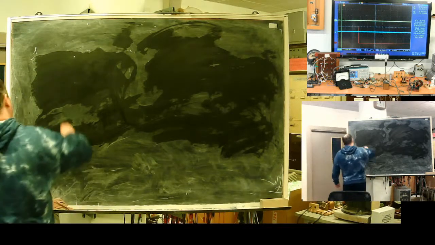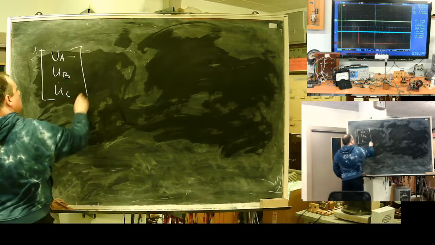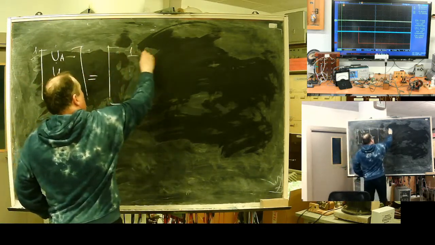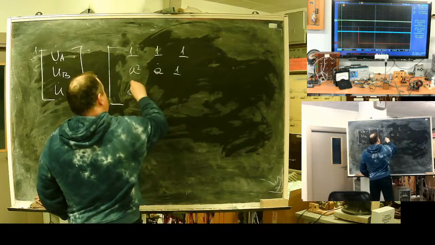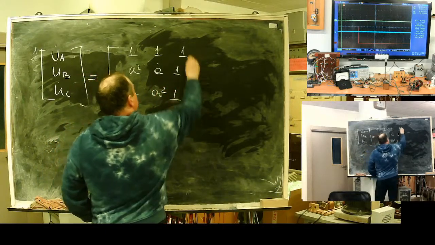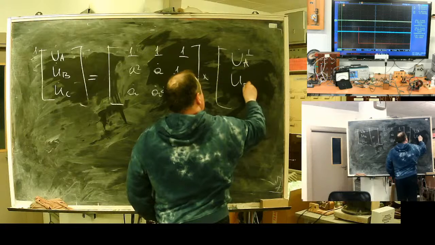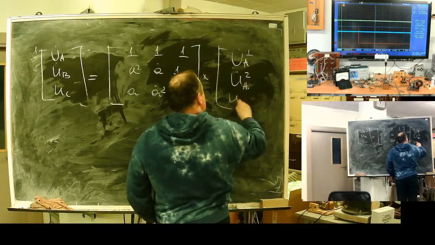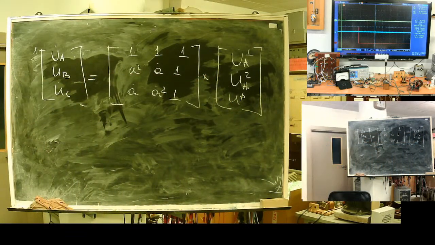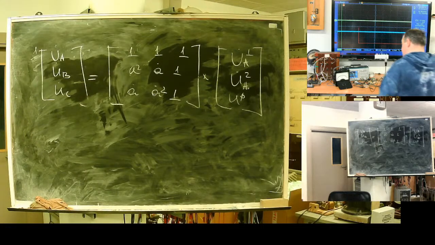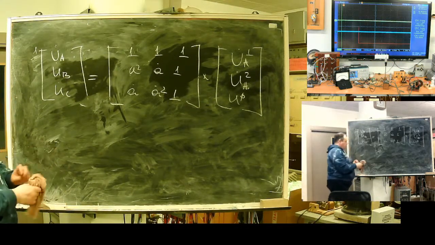Okay, inverse transform. A, B, C is the matrix 1, 1, 1; a square, a, 1; a, a square, 1, multiplied by direct sequence, reverse sequence and zero sequence. It's a general form, for simpler systems.